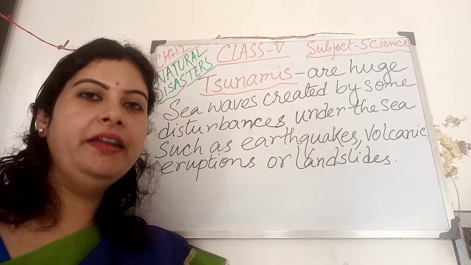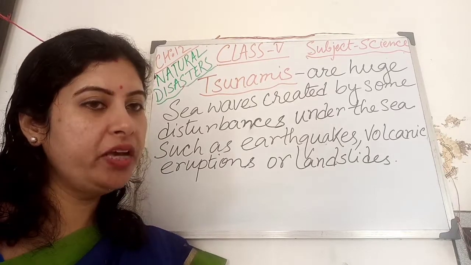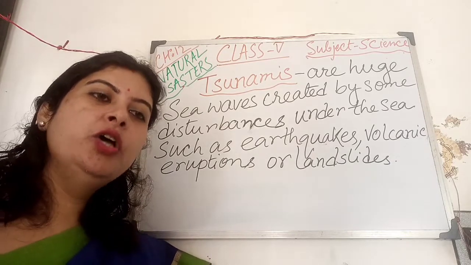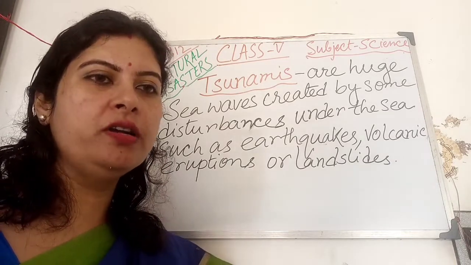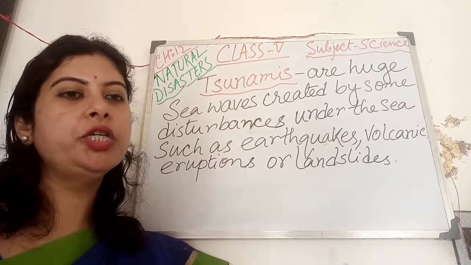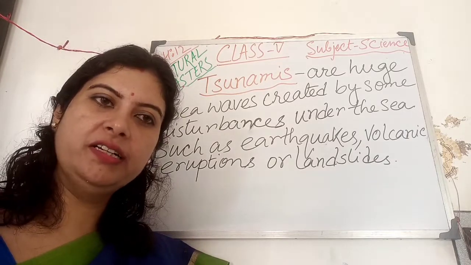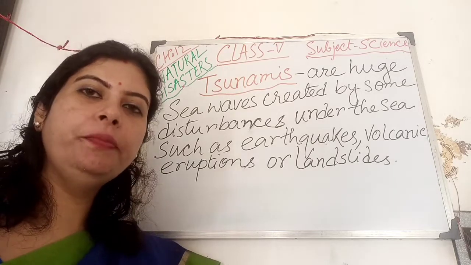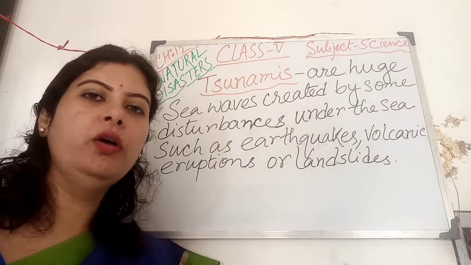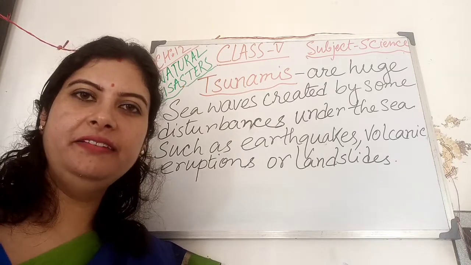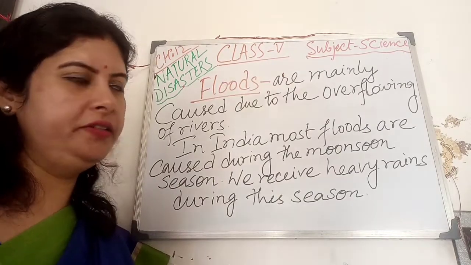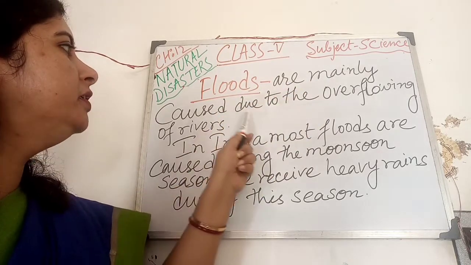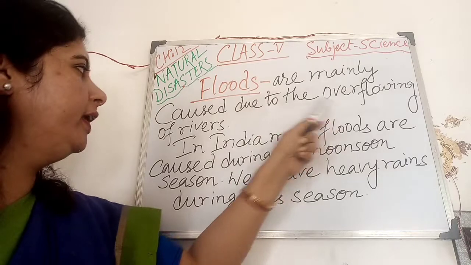Clear, children? Now, what precautions should be taken? Number 1, houses should be constructed on stilts. Buildings should be capable of water and wind resistance. Next, there should be plantation all along the coast. Clear? Now, floods.